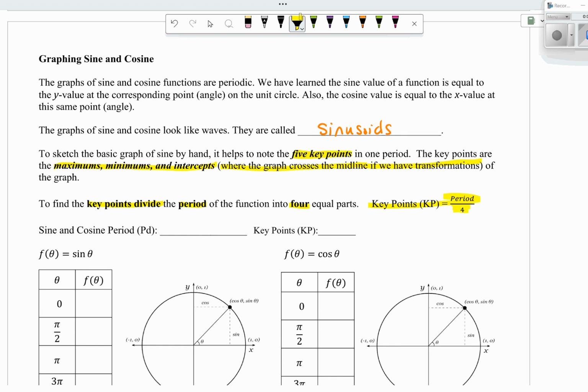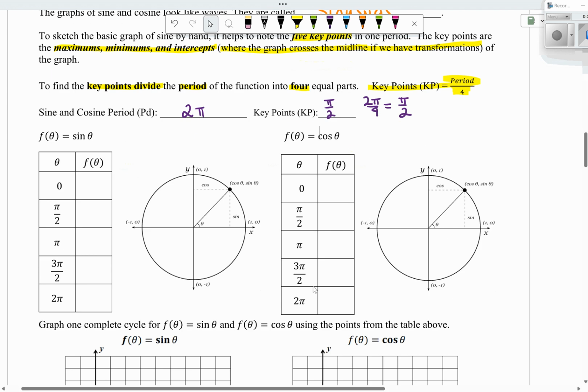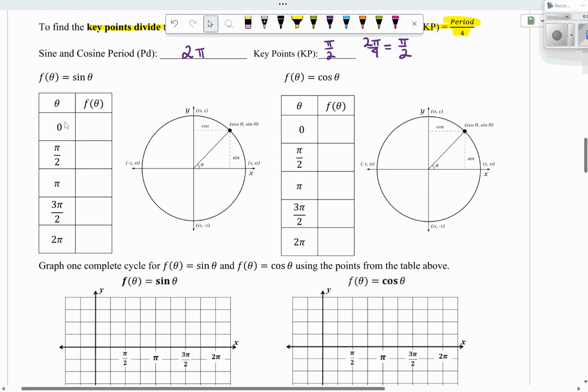Sine and cosine, if you recall, all the way around your unit circle would be 2 pi. So the key points go by intervals of 2 pi divided by 4, which is equal to pi over 2. We use that for the units on our x-axis scale when we're graphing. Over here, I'm just using the key points on our unit circle. Sine is the y-coordinate, so think about where your maximums, your minimums, and your intercepts would be. They would hit here, here, here, and here.